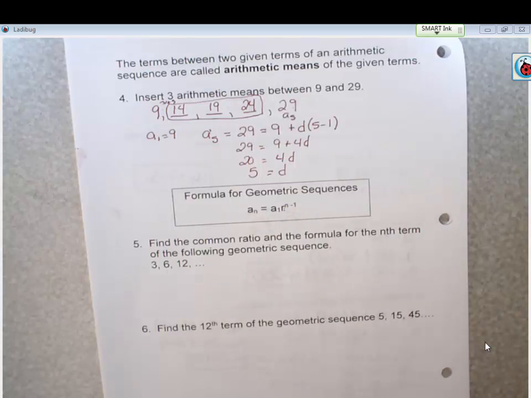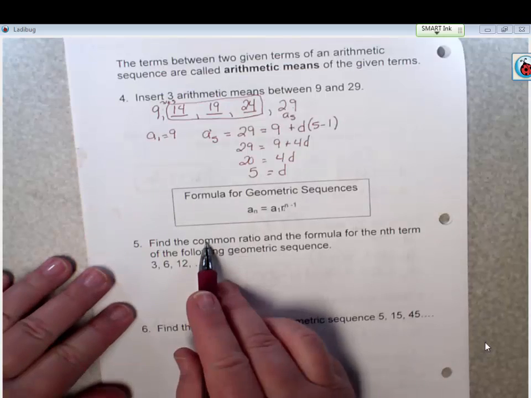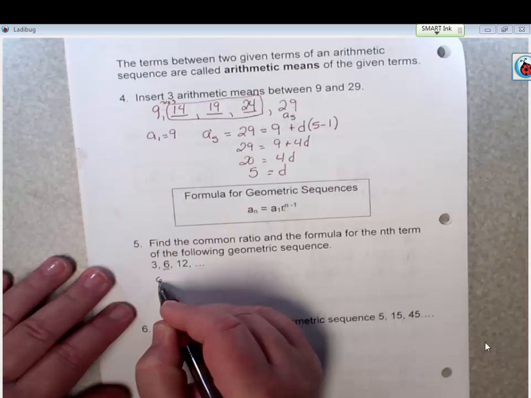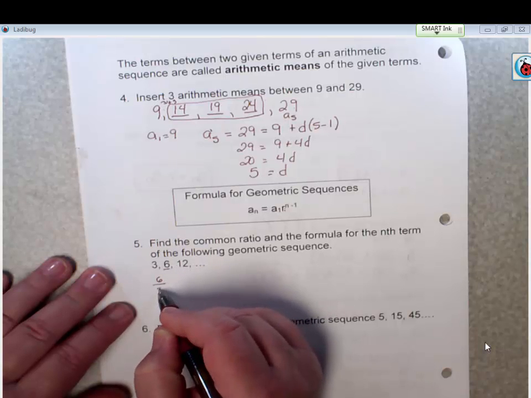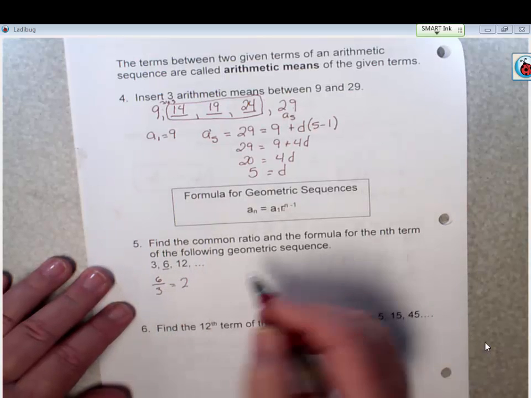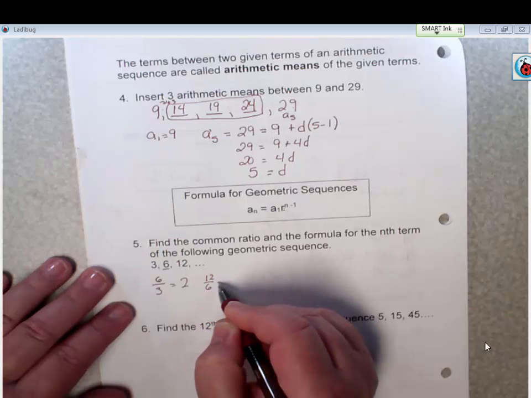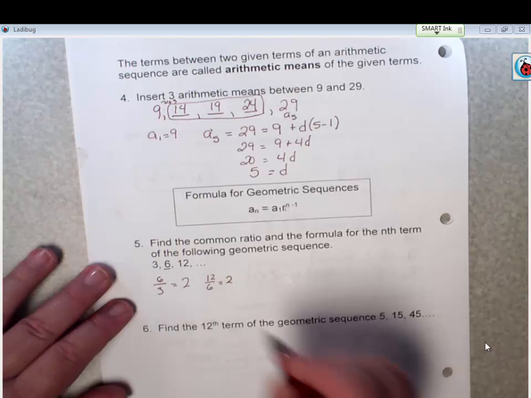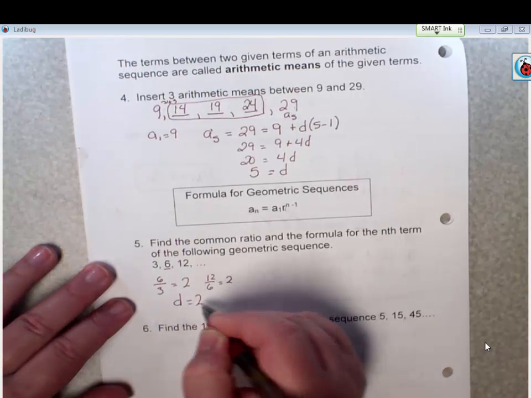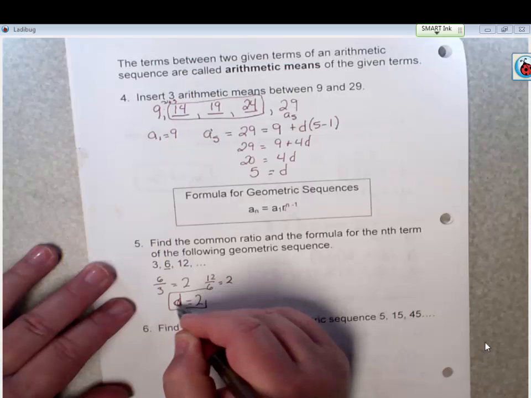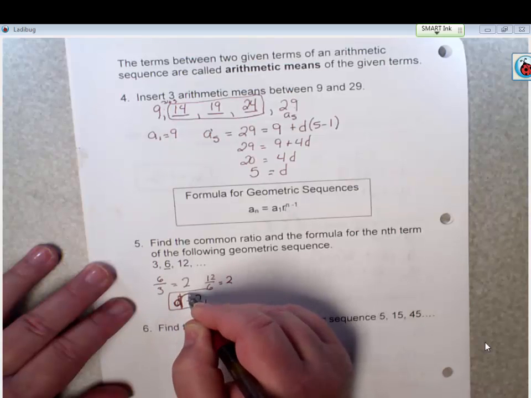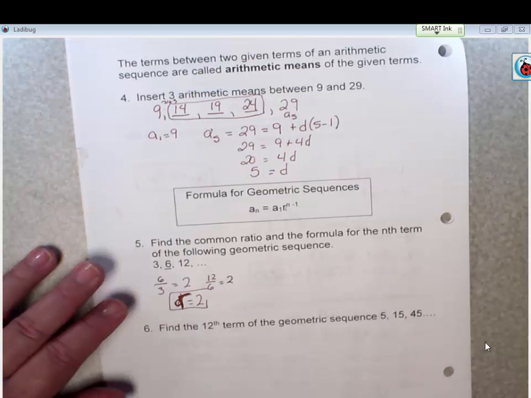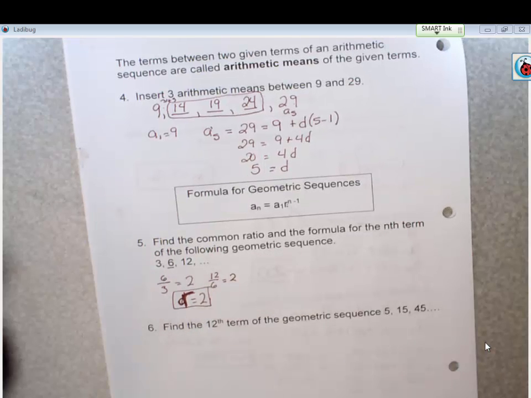All right, so find the common ratio. That's where we just take the second term divided by the first term, or you can take the third divided by the second. Either way, you're going to get 2. So that's our, not d, r. r stands for ratio. Okay, so r equals 2, and then find the formula.